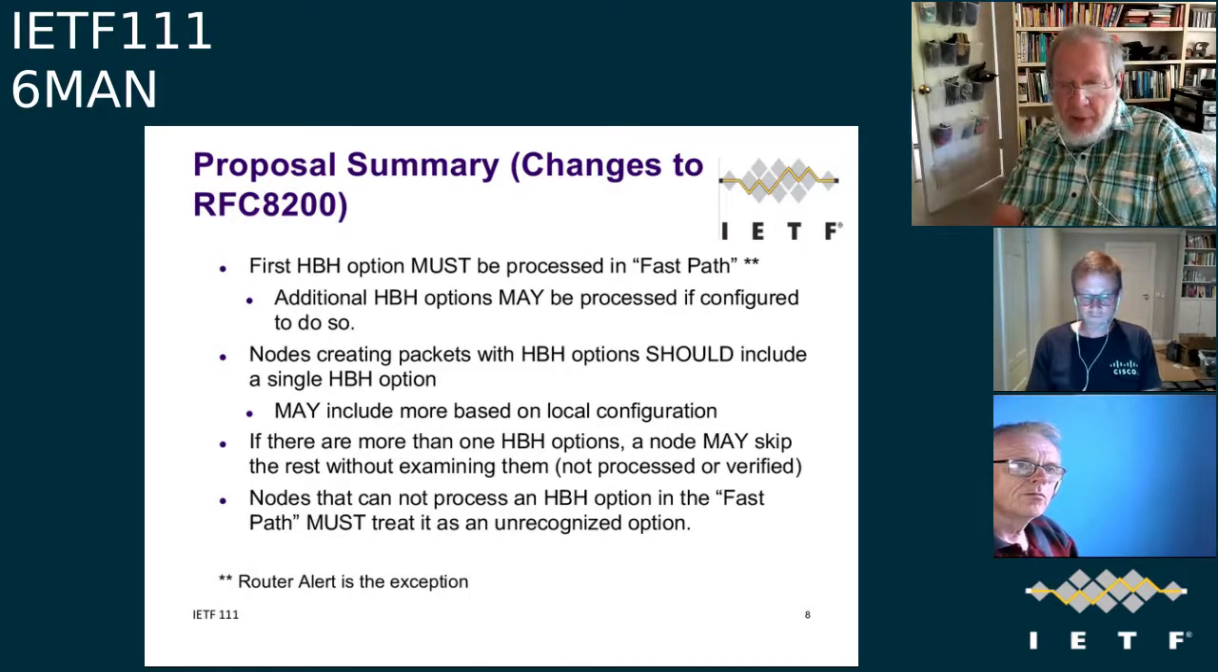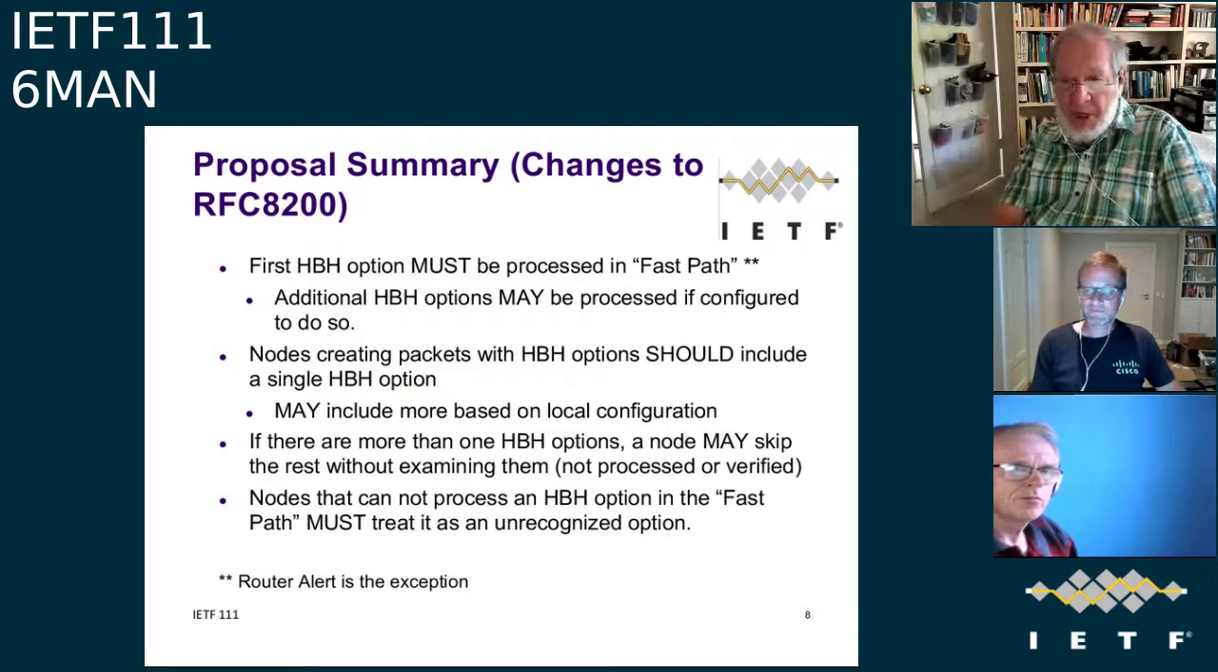And if there is more than one hop-by-hop option in the option header, a node may skip the rest without actually looking at them, essentially not processing or verifying them. Just skip over: the hop-by-hop option header has a length in it, so you can do this without actually looking at what's inside. And if you can't process a particular option in the fast path, you must treat it as an unrecognized option. Okay, next slide.